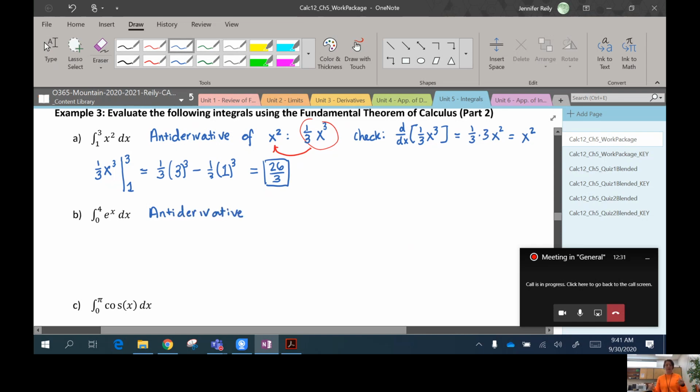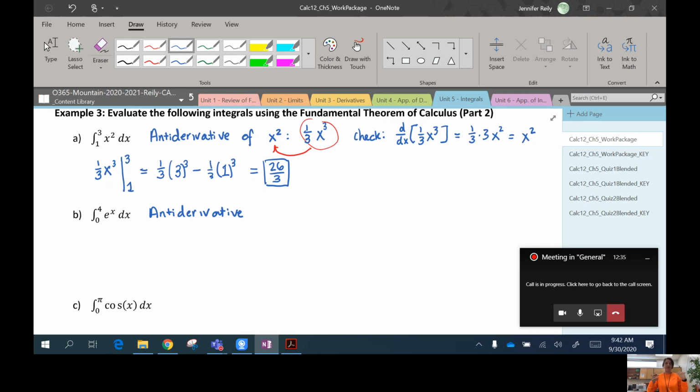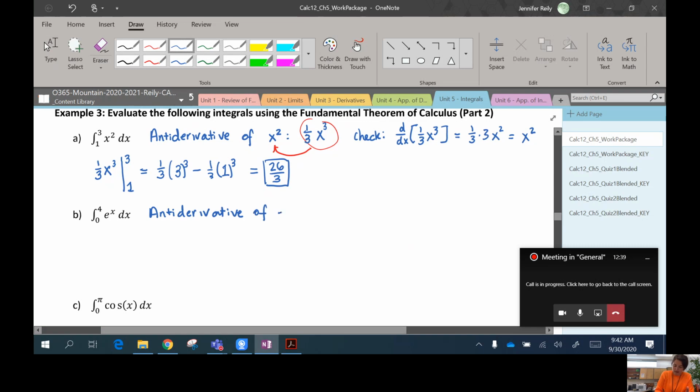So we're looking for the function that would give e to the x as its derivative. Well, e to the x is an easy one because the derivative of e to the x is just e to the x. So the antiderivative is also e to the x. Because if we check, d by dx of e to the x is just e to the x. Great, that's an easy one.